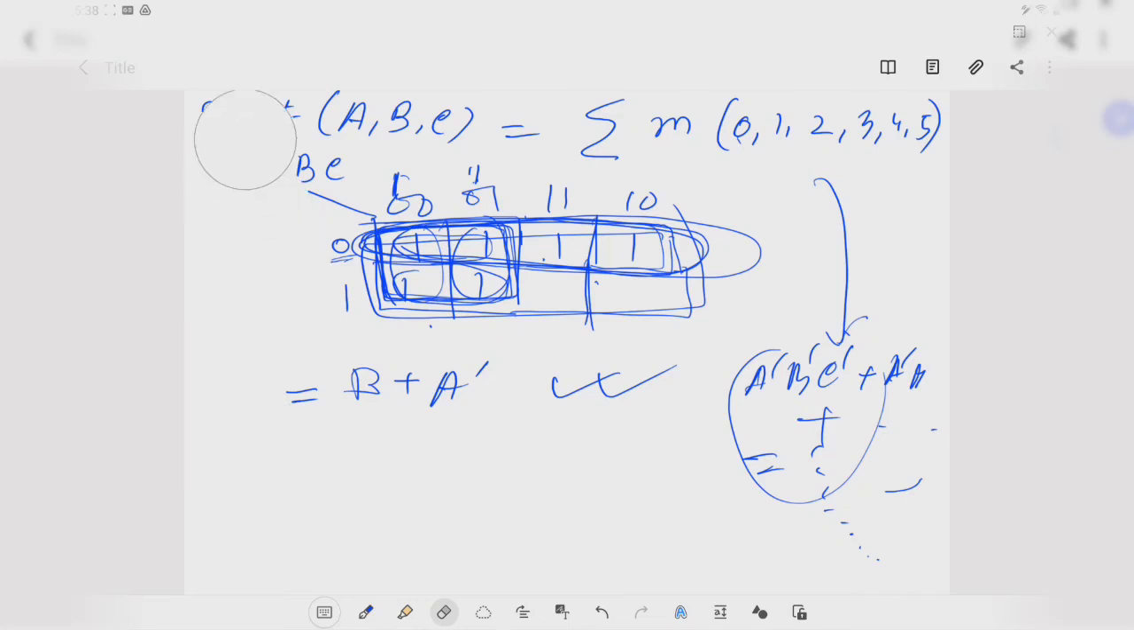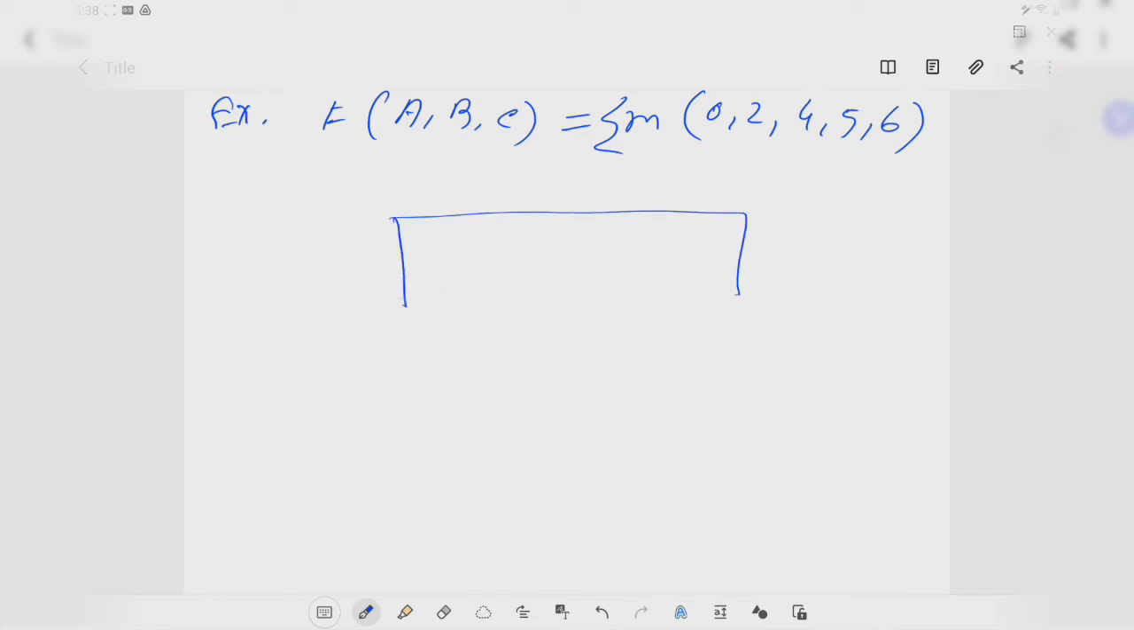Okay, so let's see more examples. The next example that we have is the function of A, B, C, and this is again in terms of the minterms. The minterms that we have now are 0, 2, 4, 5, 6. Well, so it's a 3 variable K-map. It's easy to draw.